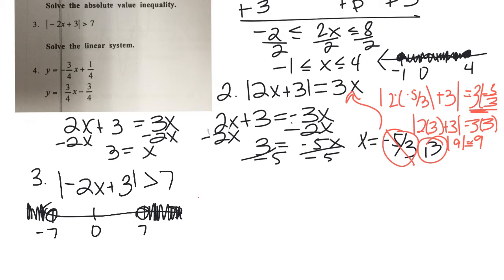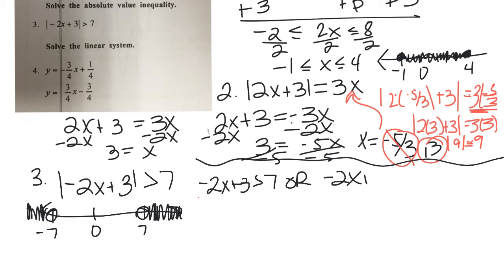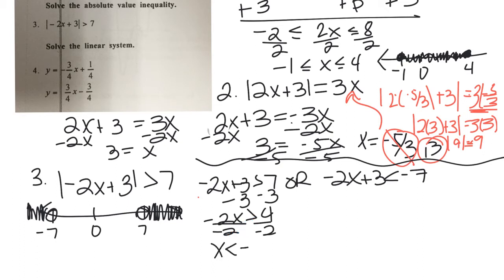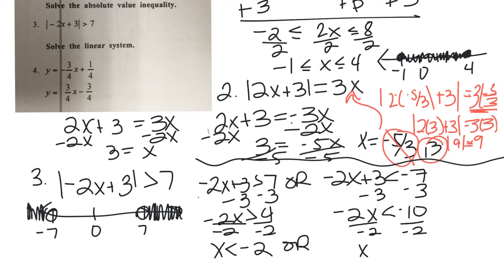So I have to write two equations. Negative 2x plus 3 is greater than 7, or negative 2x plus 3 is less than negative 7. And subtract 3. Negative 2x is greater than 4. Divide by negative 2. Remember, when we divide by a negative, our inequality sign has to flip. So we get x is less than negative 2. Or, subtract the 3. Negative 2x is less than negative 10. Divide by negative 2. And x is greater than, because that sign has to flip, 5.